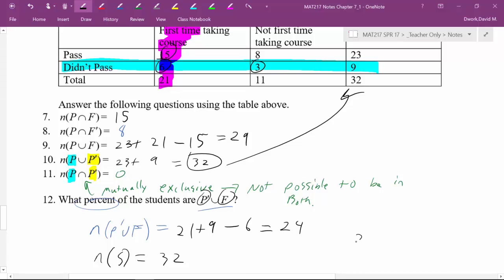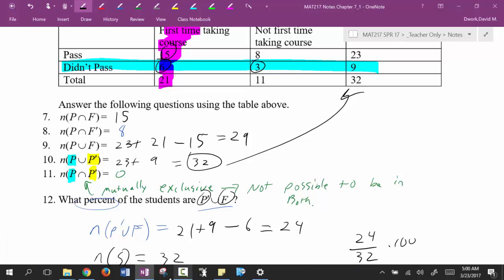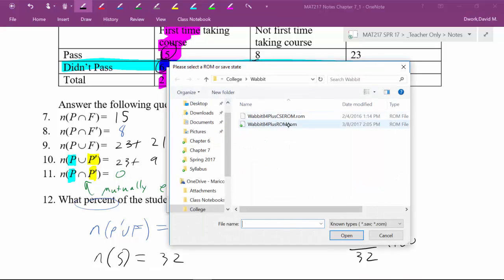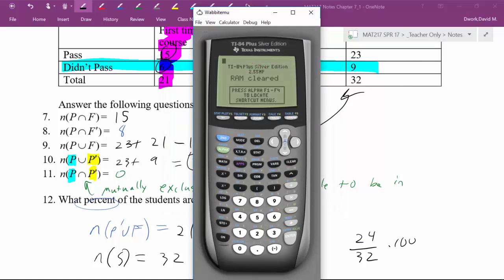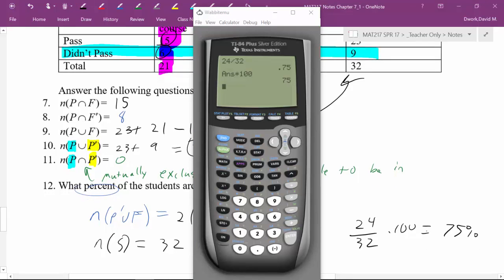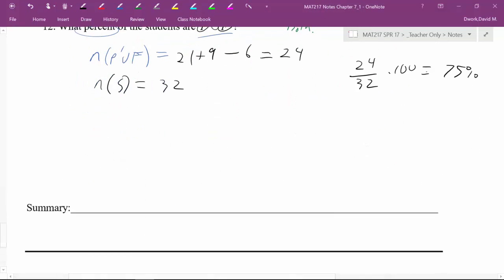So therefore, the percent would be 24 divided by 32, times 100. We can simplify that. Let's just use our calculator, and we will do that super fast. So 24 divided by 32 is 0.75, and then of course times 100 would make 75%. So therefore, you could write this as 75%. Alrighty. Thus concludes this section.